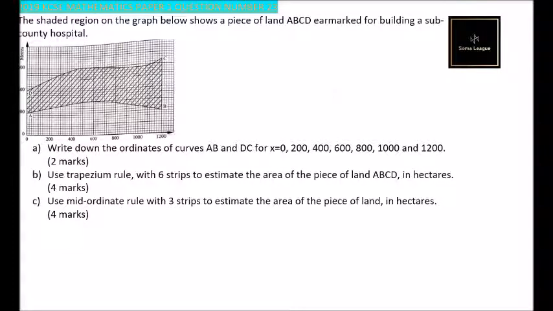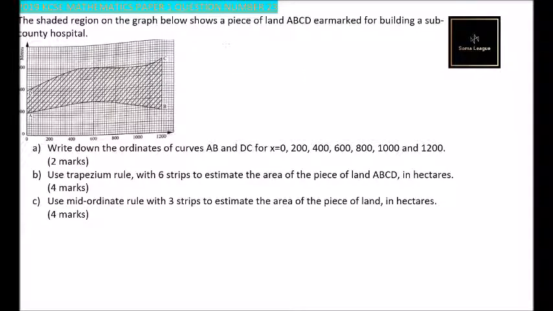23. We are told the shaded region on the graph below shows a piece of land ABCD earmarked for building a sub-county hospital. So we have our graph there showing the area ABCD. Part A of the question says write down the coordinates of curves AB and DC. X is equal to 0, 200, 400, 800, and so on.